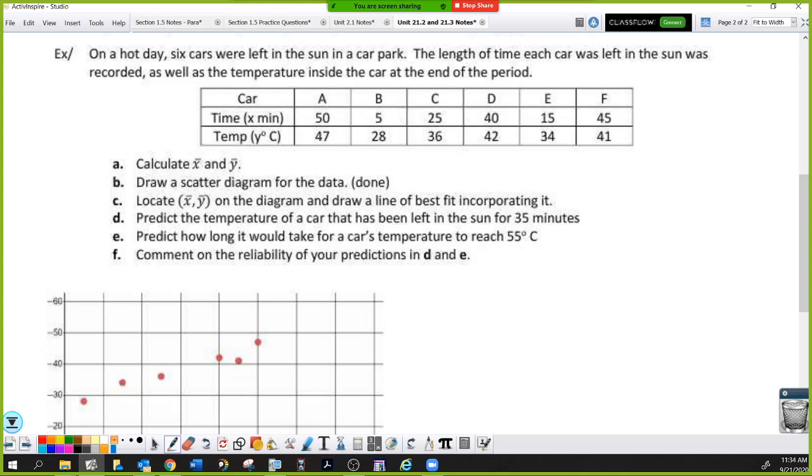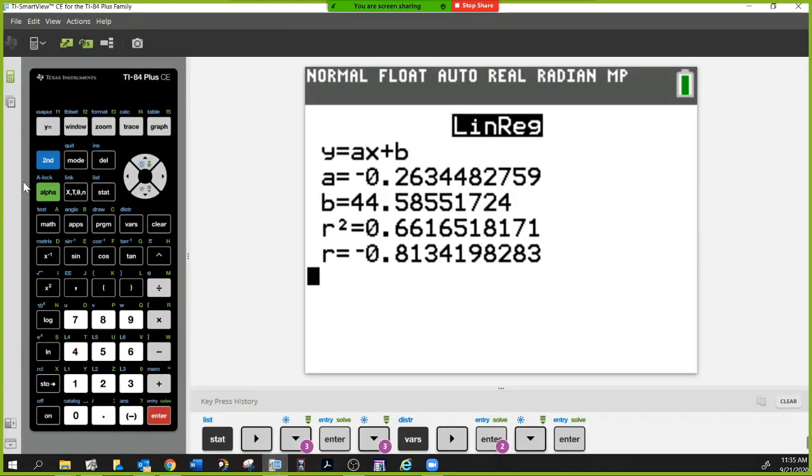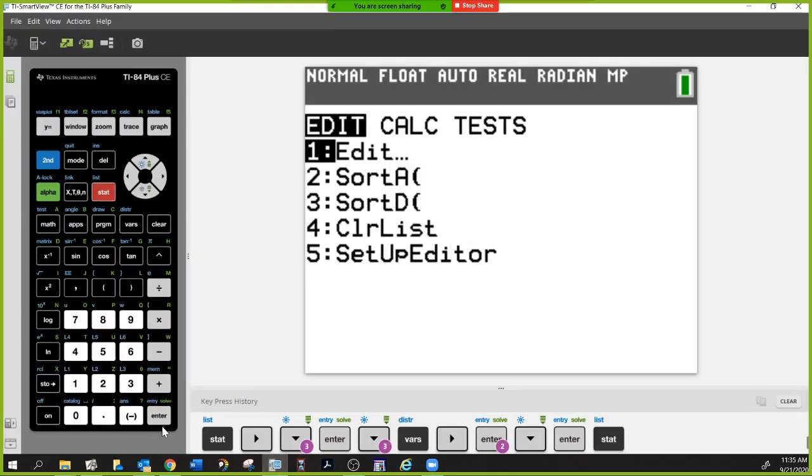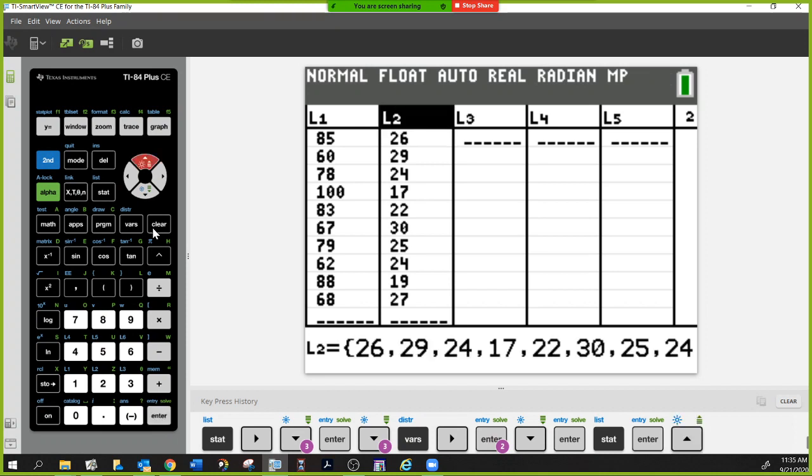Let me grab my chair. Do you remember how we got x bar back in the day, by using one variable statistics? I'm pretty sure that 2 variable statistics will give us x bar and y bar. I can't see this table anymore, so I'm going to need you guys to tell me what the table says. So stat, edit, I'm going to clear both my lists.